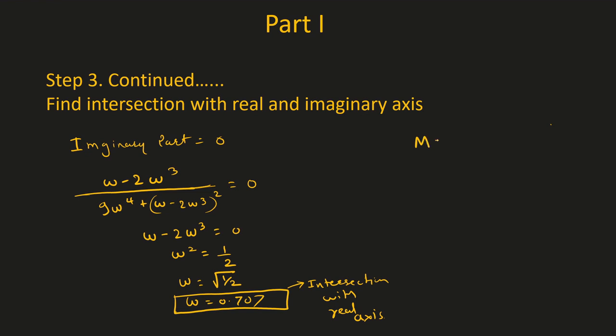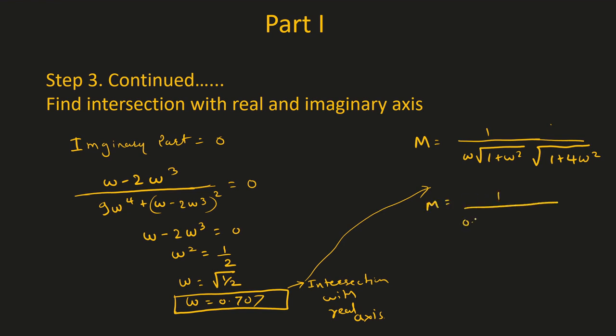We'll use the magnitude equation, that is 1 upon omega square root of 1 plus omega square, square root of 1 plus 4 omega square. That is equation number 2. We'll put this value of omega, 0.707, into this equation. So we'll get magnitude 1 upon 0.707 square root of 1 plus 0.707 square, square root of 1 plus 4 times 0.707 square. If I solve this equation, I'll get the value of this magnitude as 0.66.